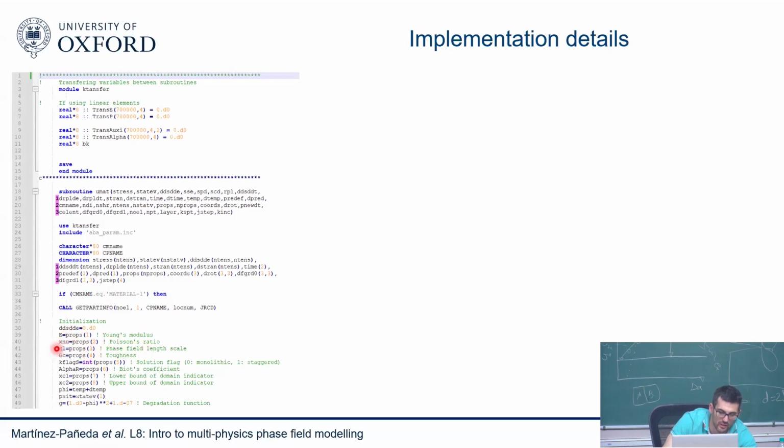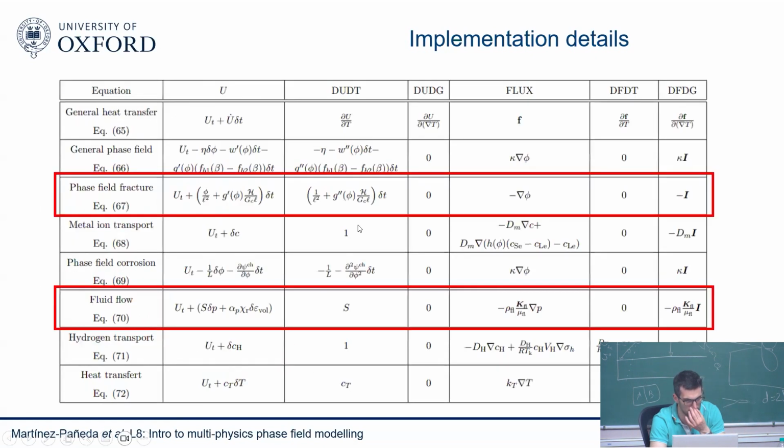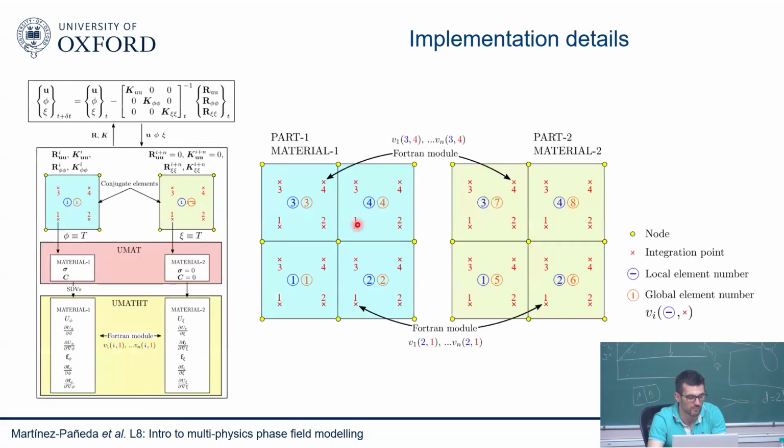This is what we saw before. We have here an extra solution flag that tells you if you want to do monolithic or staggered, and you can do all of the combinations. By the way, you see more details in the paper, but you can do almost all combinations. You cannot solve everything monolithically. That's the only thing you cannot do.